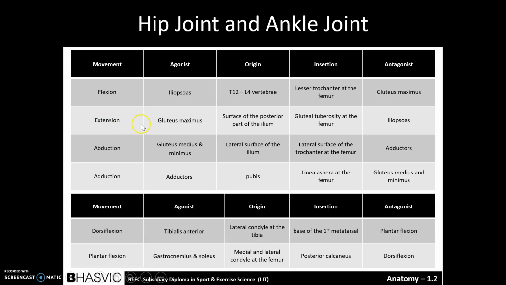For extension to occur, the agonist would be the gluteus maximus, and the origin of the gluteus maximus would be the surface of the posterior part of the ilium. The ilium is part of the pelvis.